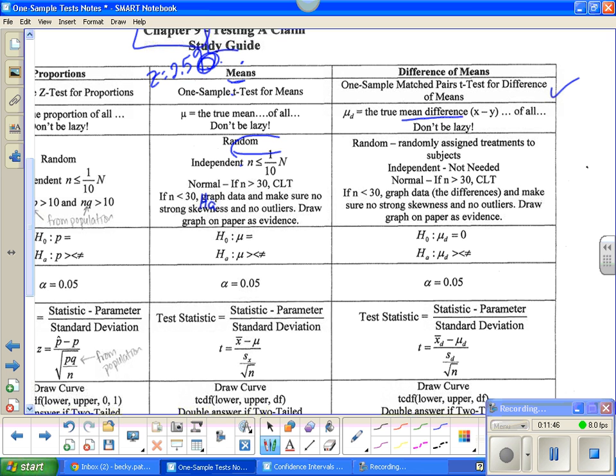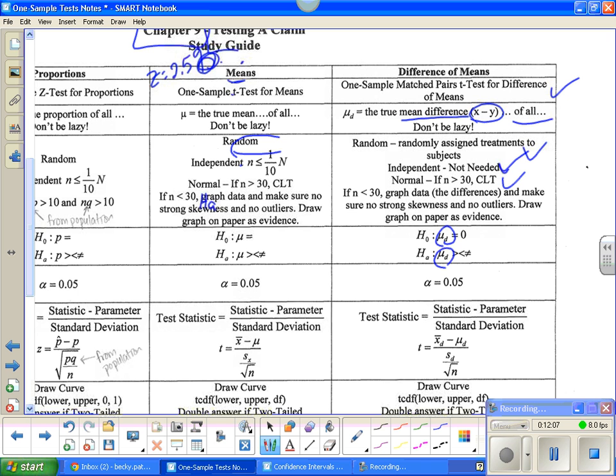The true mean difference, and you have to define what your difference is. Do you remember that? Because we could define them differently. It changes everything. You define it, what makes sense to you, and you roll with it. Don't be lazy. All right, we got random, we got independent is not needed because most of the time this is some sort of experiment. Normal is all the same.